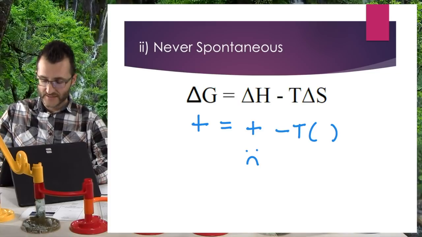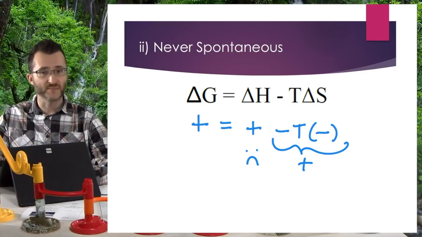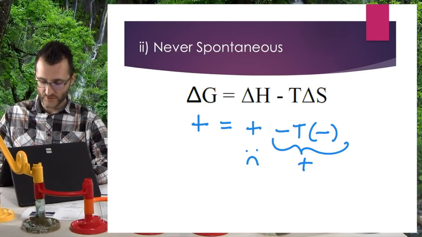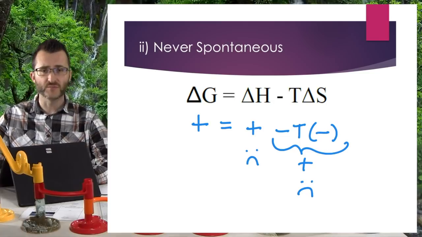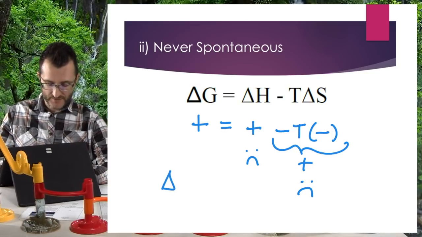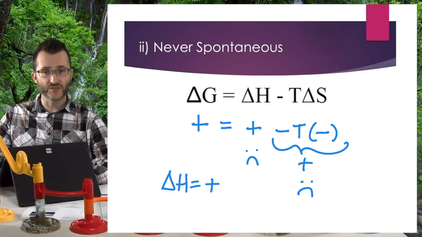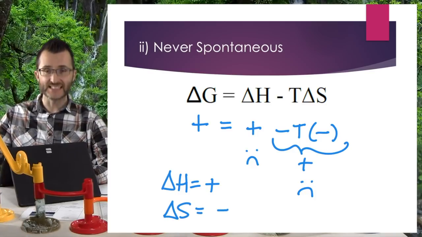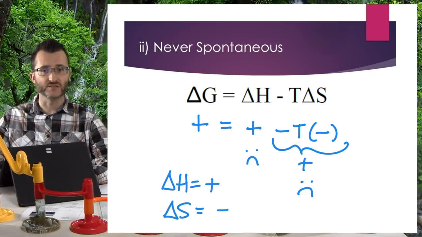So a negative times a negative mathematically creates a positive sign, and a positive sign here is going to help delta G overall be positive. Again, overall, this is not favorable. That's not going to help this be spontaneous. So delta H being positive, that's endothermic, right? That's not favorable. And delta S being negative, that's a decrease in entropy. That is also not favorable. So overall, this reaction is non-spontaneous.